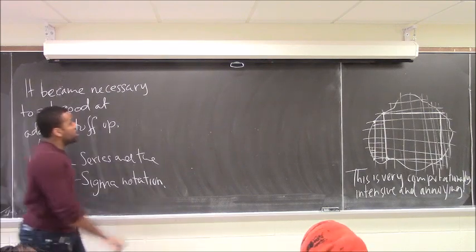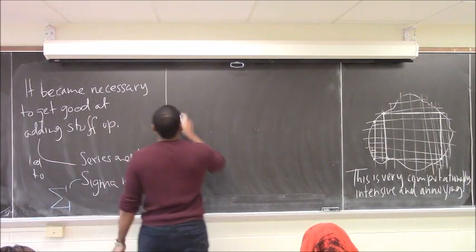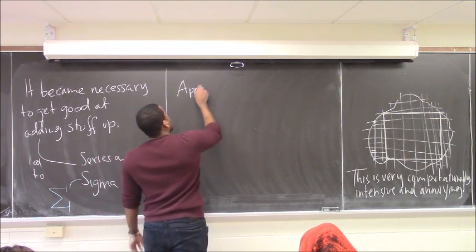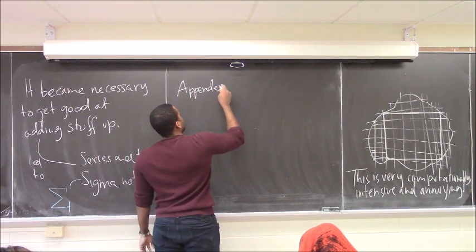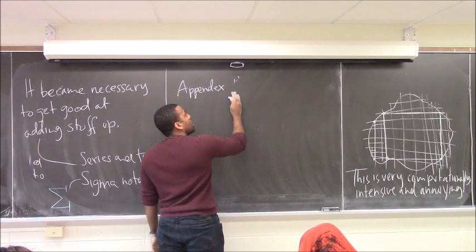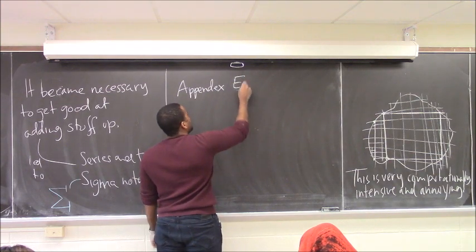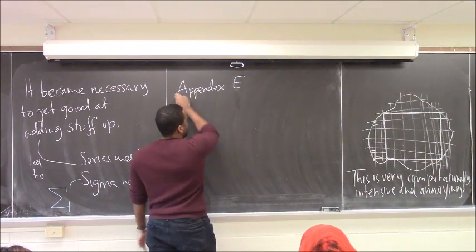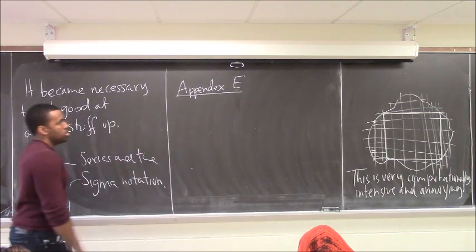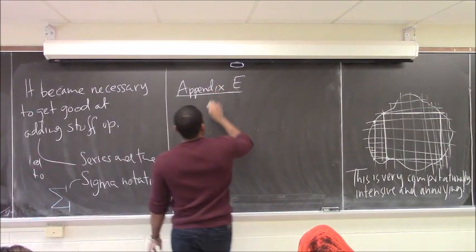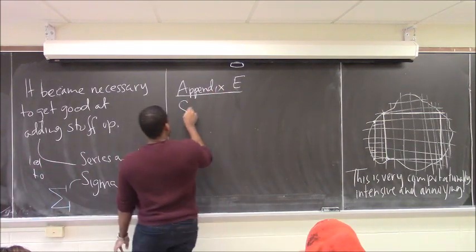And so now we're going to jump to Appendix E in your textbook. So this is an actual topic in the section, it's in the appendix, I believe it's E. It wasn't E in the previous edition, but it's Appendix E. And this is talking about sigma notation.